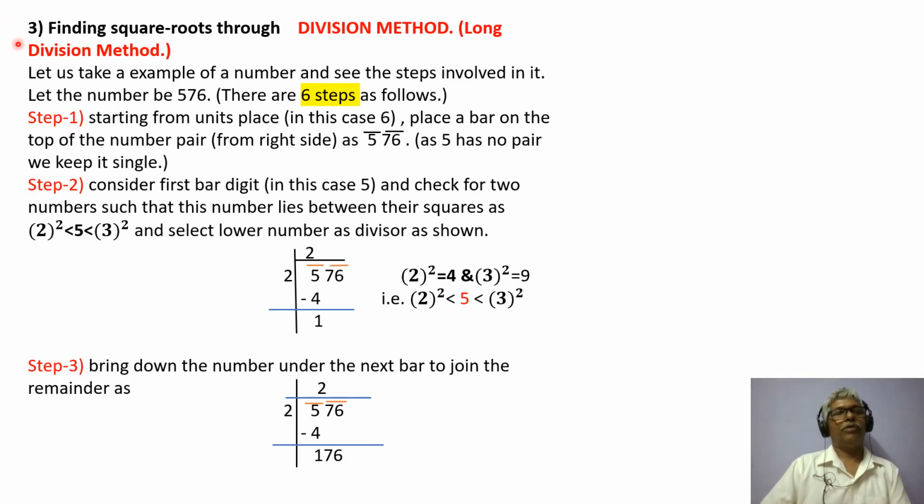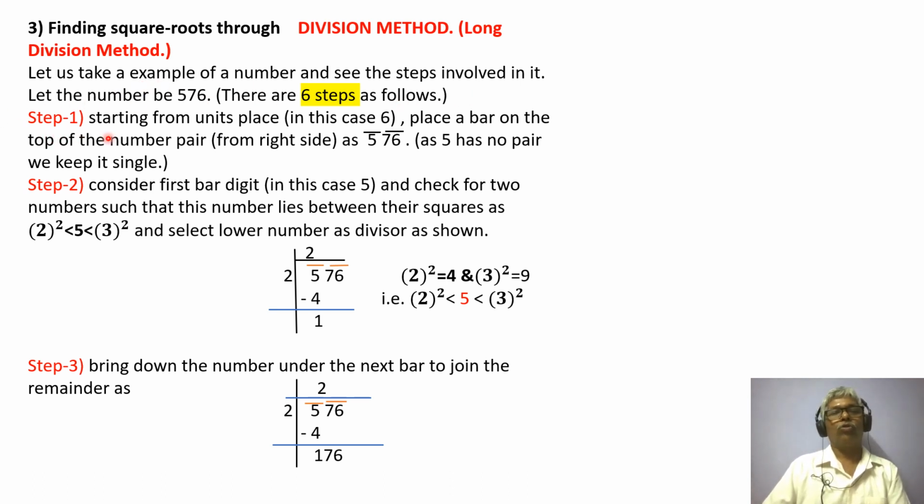The third method for finding square roots is the division method, also called the long division method. We proceed by taking an example so that you can understand it very easily. There are 6 steps and we will try to understand them. The moment you understand the 6 steps, this is very easy. This is a very intelligent method. The one who invented it is a very intelligent person.